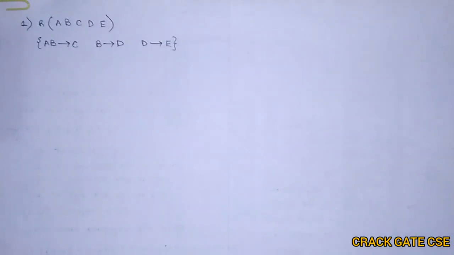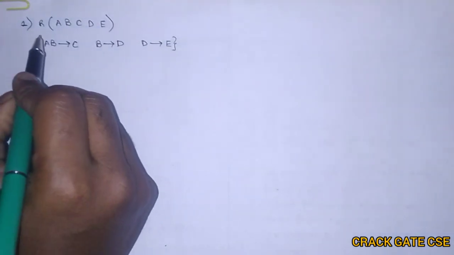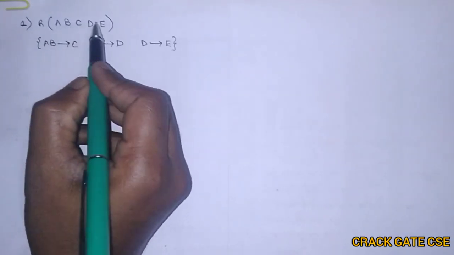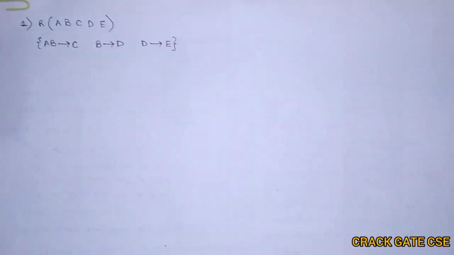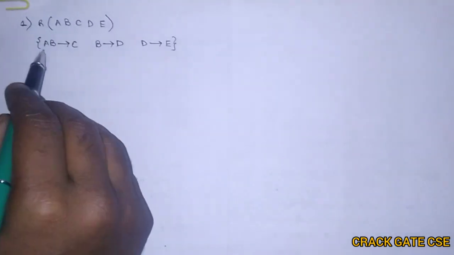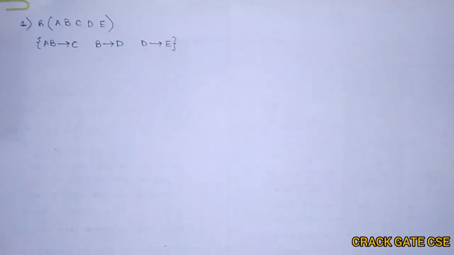So this is an example I took over here. We are having R with 5 attributes: A, B, C, D, E, and these are the functional dependencies which are given: AB is deriving C, B is deriving D, D is deriving A. So what is the first task that we need to do?